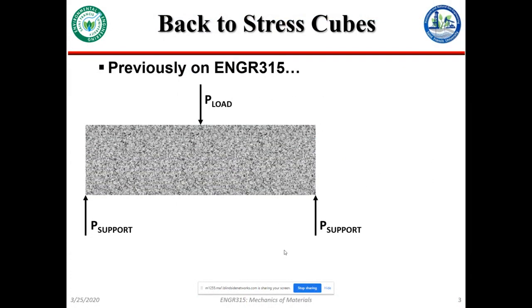Okay. So if we start off with our usual 3-point bending setup, it looks something like this, right? We've got two supports and the load in the middle. We know from having done this problem already that the two support forces, P support, are equal to half of the load.